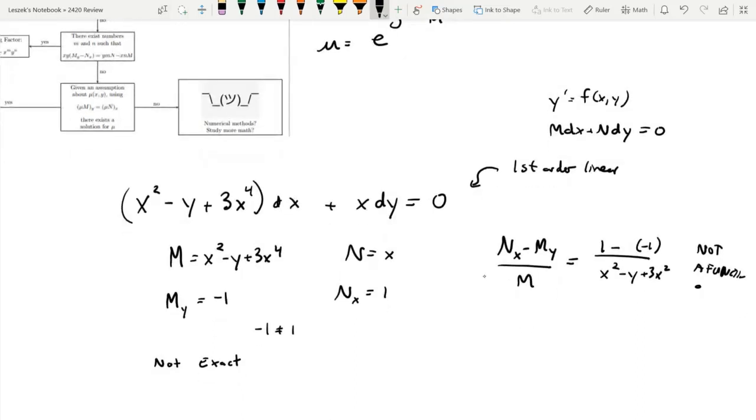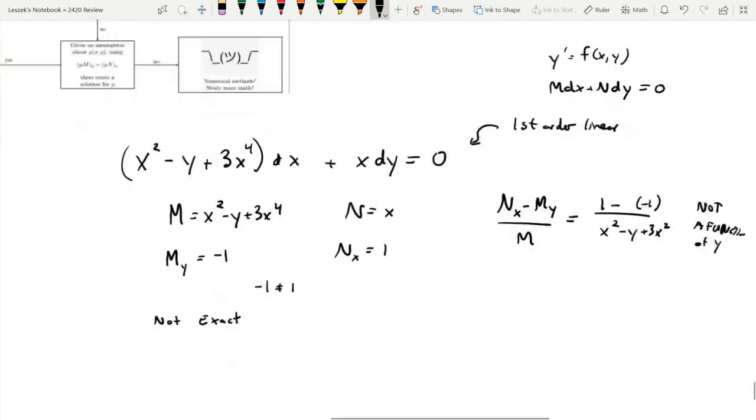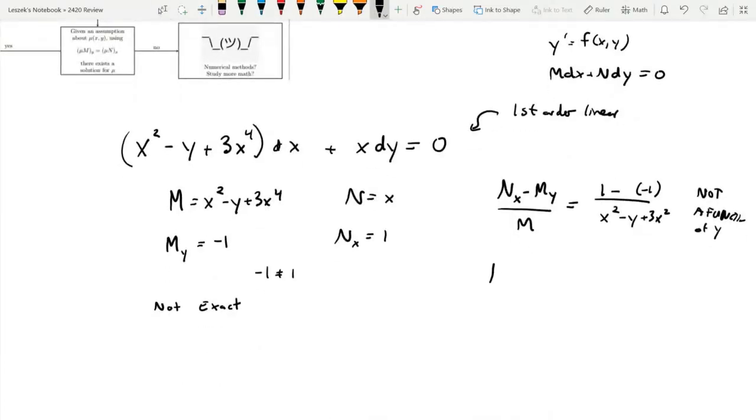One second. Okay, so maybe it's the other case. So M_y minus N_x divided by N. Is this a function of x only? N is equal to x, yes. This is a function of x only.